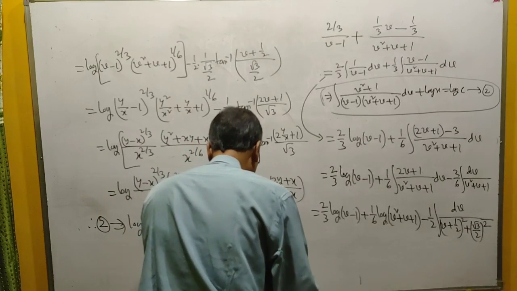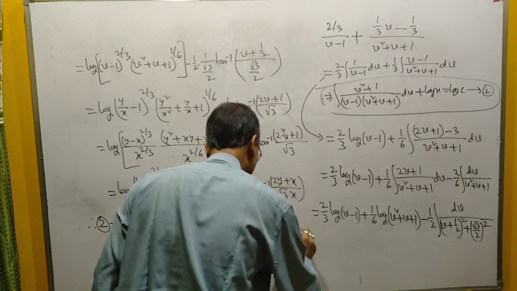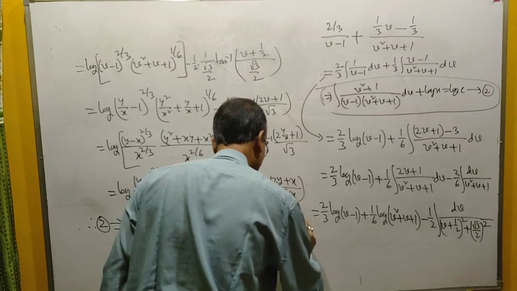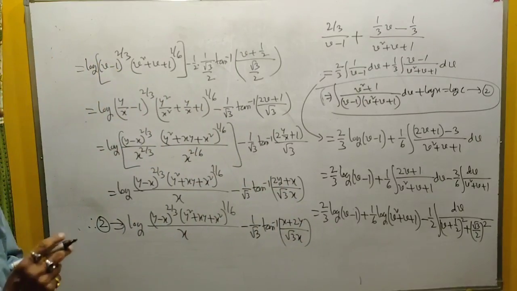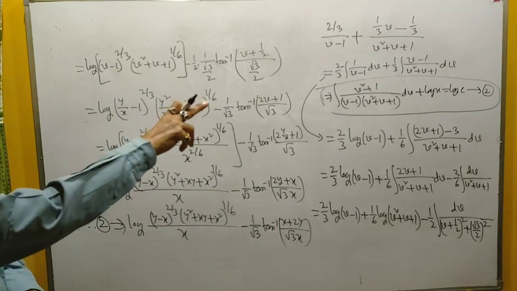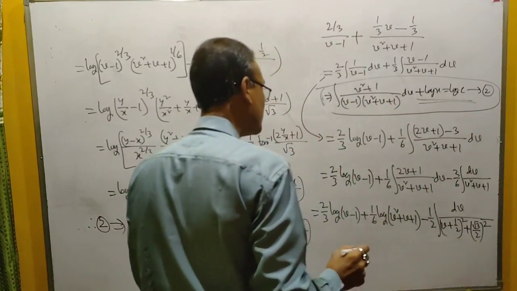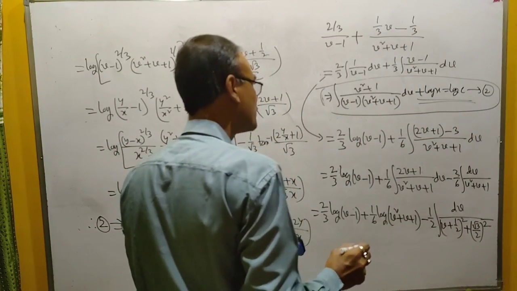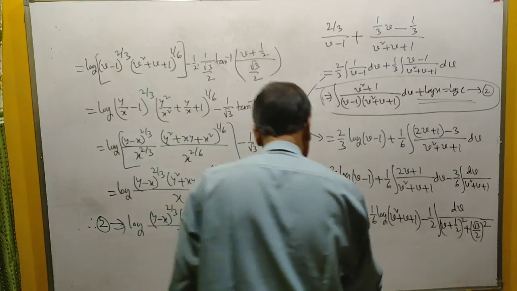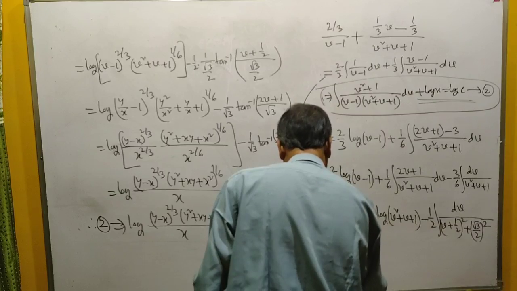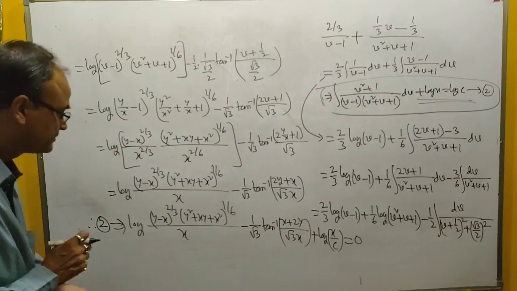1 by root 3 tan inverse x plus twice y divided by root 3x, plus log x equal to log c plus log of x by c equal to 0. You may write plus log of x divided by c equal to 0.